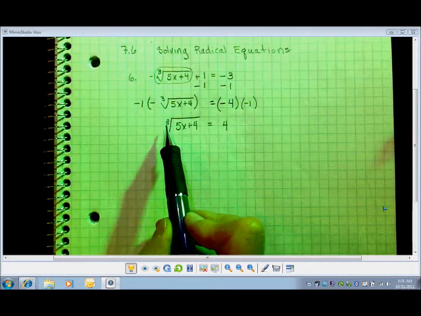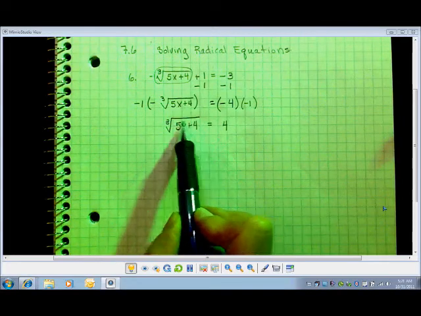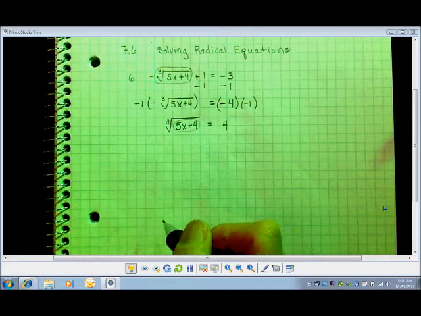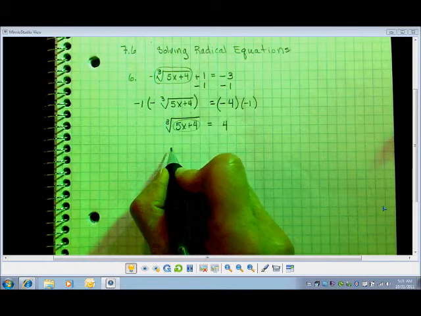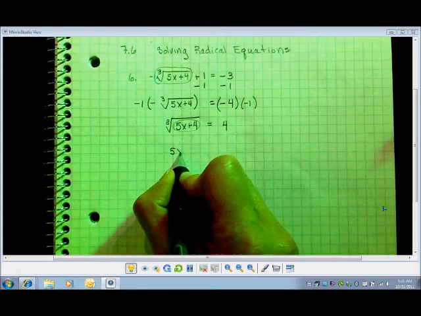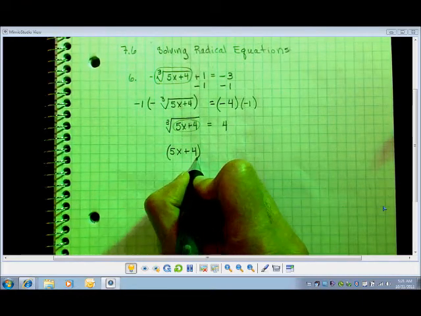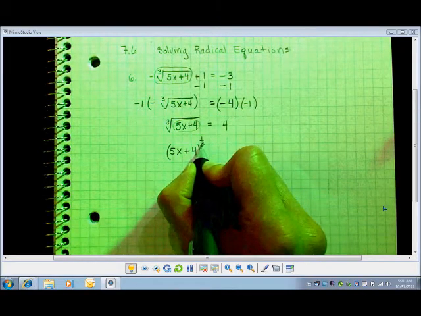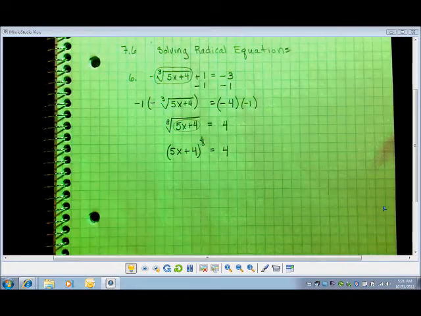But what am I going to do here? I have the cubed root of 5x plus 4. This is one number. I have no idea what that is. So I'm going to rewrite this radical expression as a rational exponent. So that's the same as 5x plus 4 to the 1/3 power, which equals 4. Now I haven't done any math.